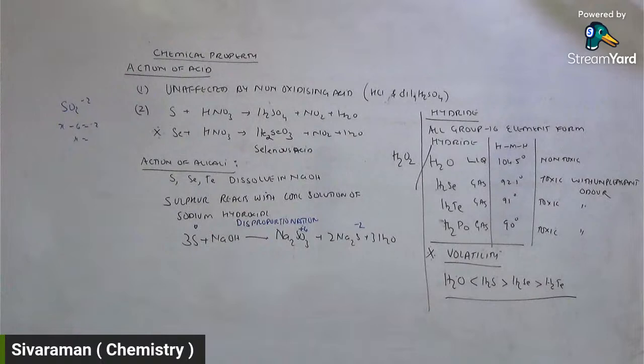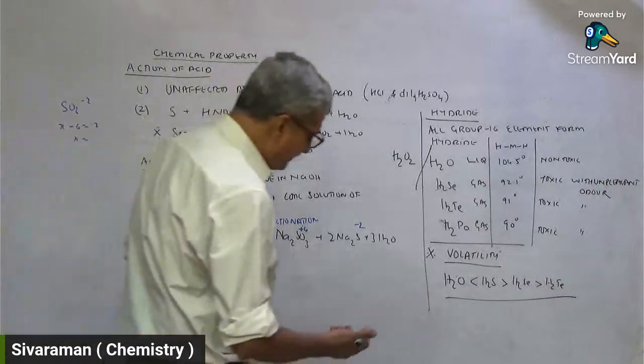So H2S has more volatility, then the volatility decreases mainly because of molecular weight. Okay. Now thermal stability, one more thing that we can also discuss.